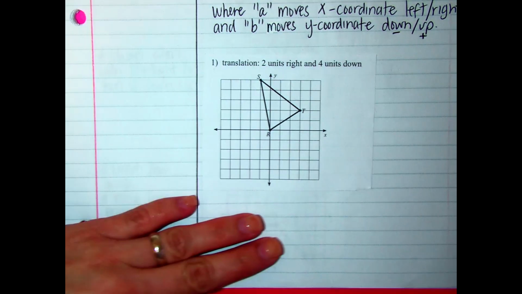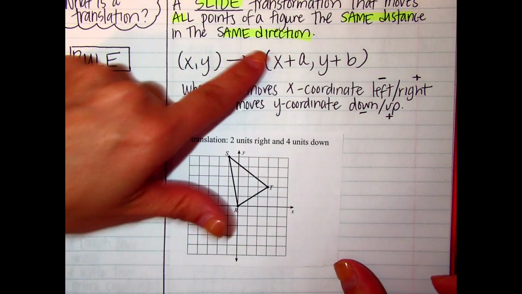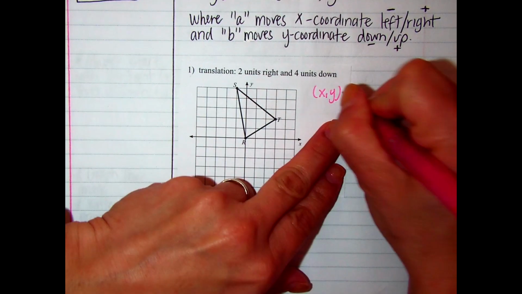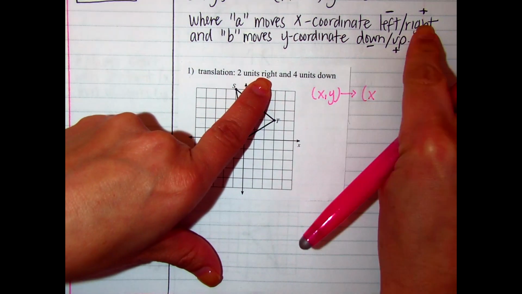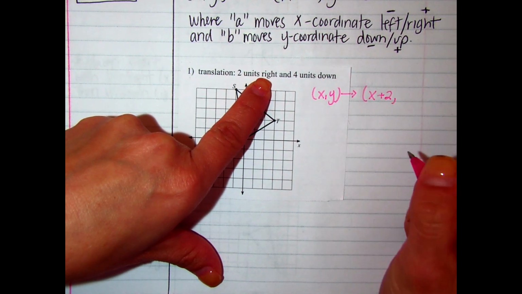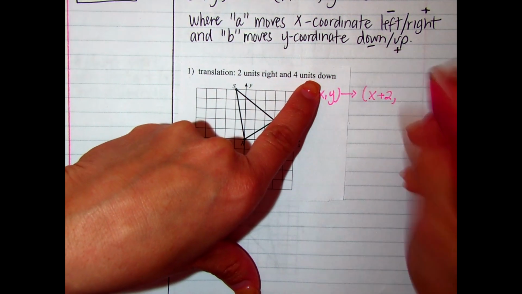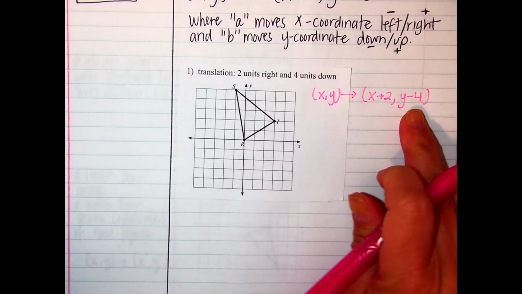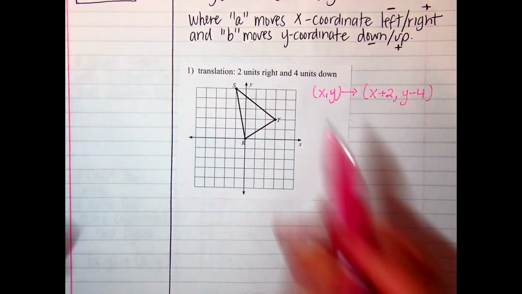Now, to show you what this looks like with our notation, every coordinate x comma y is going to be saying 2 units to the right. To the right means we're going to be adding 2 units to the x coordinate, and 4 units down. If I look at down, down means subtract. So y minus the 4. Okay, so this is the notation that would correspond with these English directions. Okay, so let's get started.